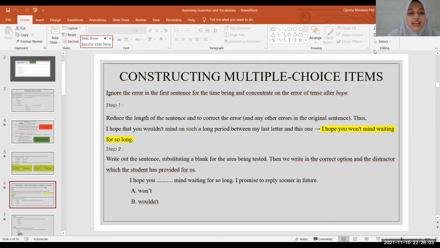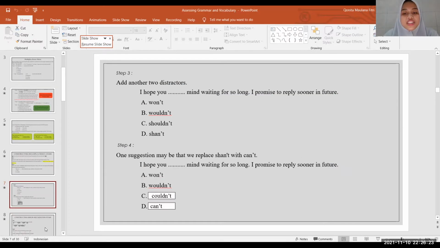So in A, we write the one correct answer and 3 or 4 distractors, meaning the incorrect answers. And then the third step is to add another distractor. See, there are A won't, B wouldn't, C shouldn't, D shan't. So among these answers, there is one correct answer.